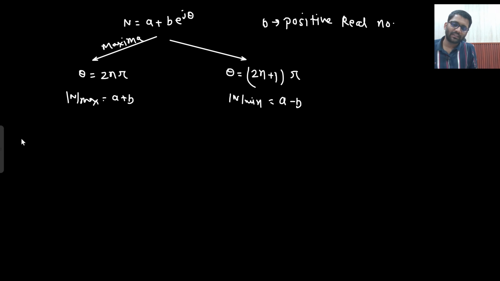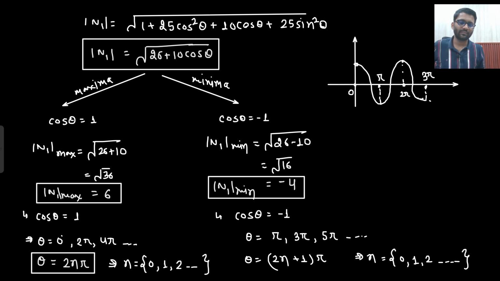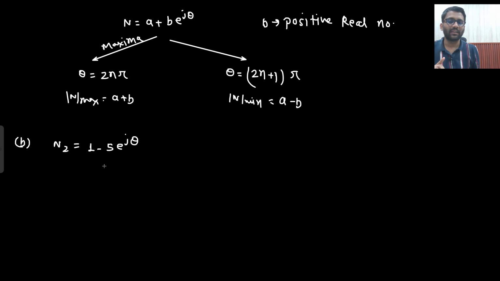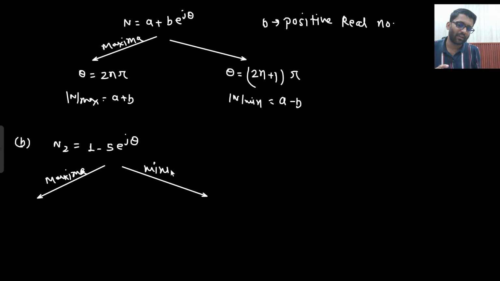Okay. Now let's see the second question. What was the second question? 1 minus 5 e to the power j theta. Right? 1 minus 5 e to the power j theta. Now take your time and think and tell me when will you get maximum and when will you get minimum. When will you get maxima and when will you get minima? Take your time and think about it. Pause the video, think about it. Write down the value of theta. At what value will you get maxima, at what value will you get minima. 1 minus 5 e to the power j theta.